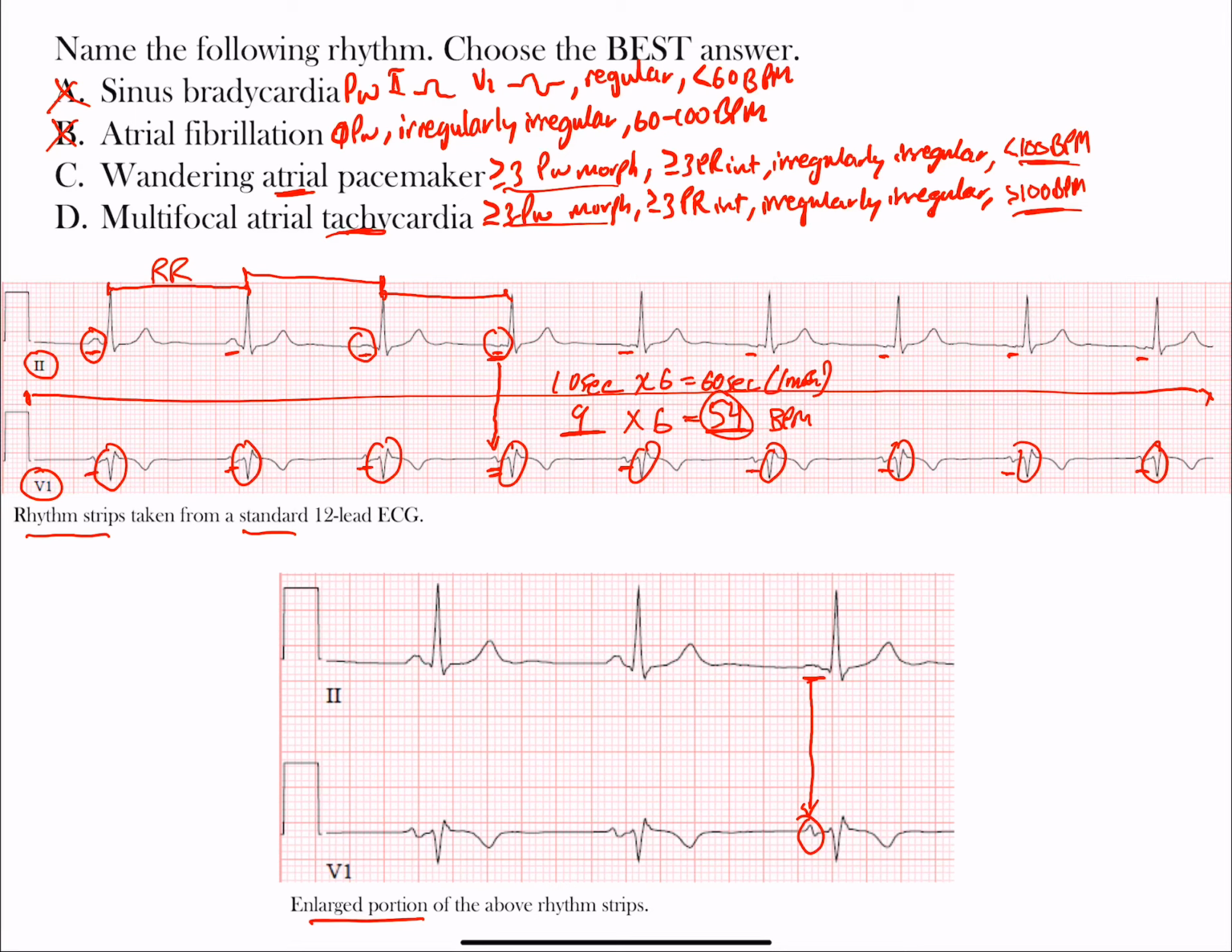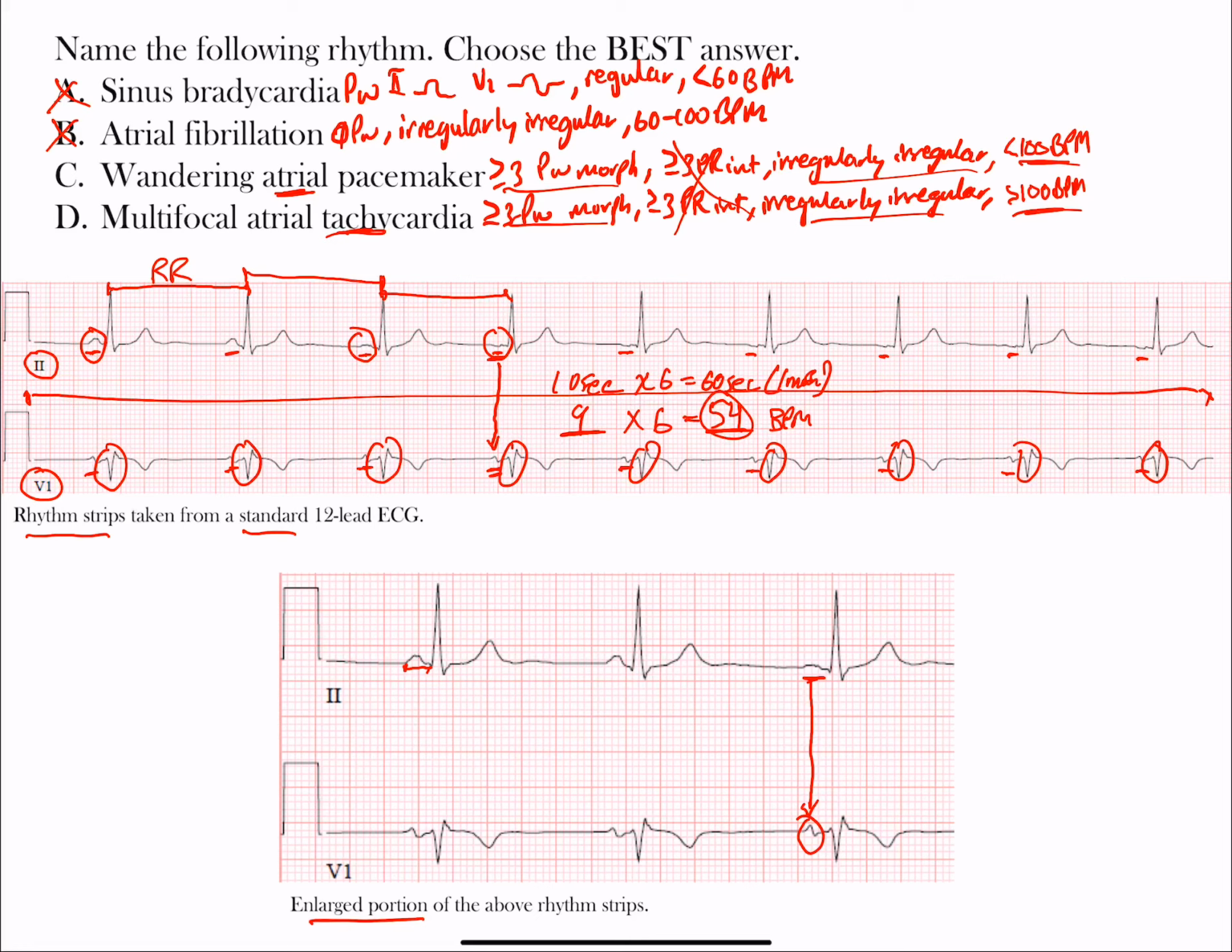And notice that we have at least different PR intervals. If you look closely, you would see that there are different PR intervals, but I don't want you to get caught up on that. I want you to focus more on the P wave morphologies. It's sometimes easier to see, but I don't want you to focus on these PR intervals. Focus on the different P wave morphologies. We said it's an irregular rhythm, although it's a little hard to see with the naked eye, so measuring that out would be helpful.